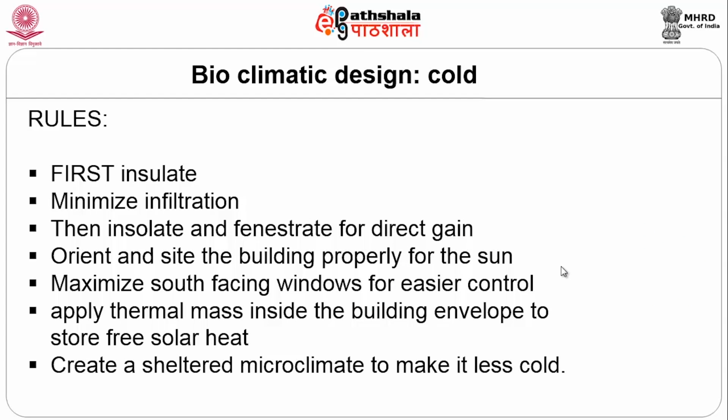Now, if you actually look at the rules of bioclimatic design in a cold climate, the first rule is to insulate so that heat gets trapped and does not leave the building. Minimize infiltration. Then you need to insulate and fenestrate for direct gain. That is, your windows have to be there for direct gain of heat. Orient and site the building properly for the sun. Maximize south-facing windows for easier control. Apply thermal mass inside the building envelope to store free solar heat. Create a sheltered microclimate to make it less cold.